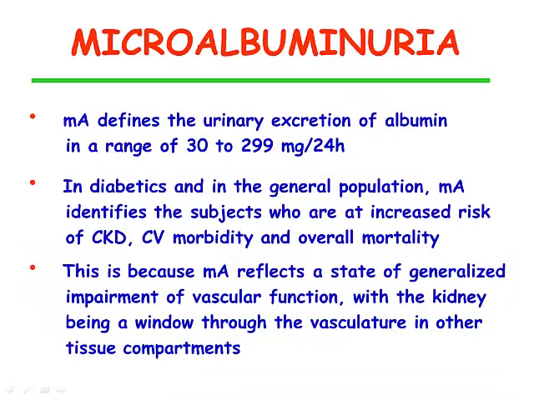And now microalbuminuria. Microalbuminuria defines the urinary excretion of albumin in a range of 30 to 190 milligrams per 24 hours. In diabetics and the general population, it identifies the subjects who are at increased risk of CKD, cardiovascular morbidity, and overall mortality. In addition, in diabetics, it is associated with a higher probability of developing diabetic nephropathy.